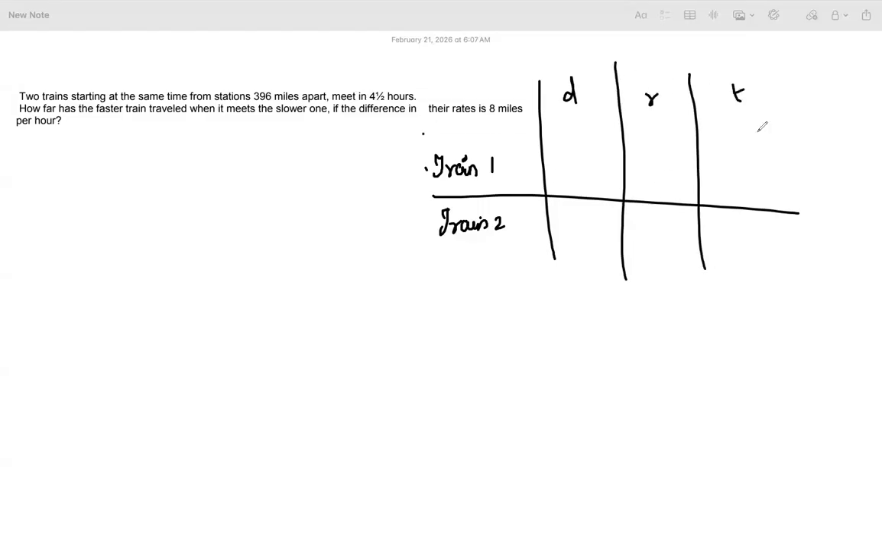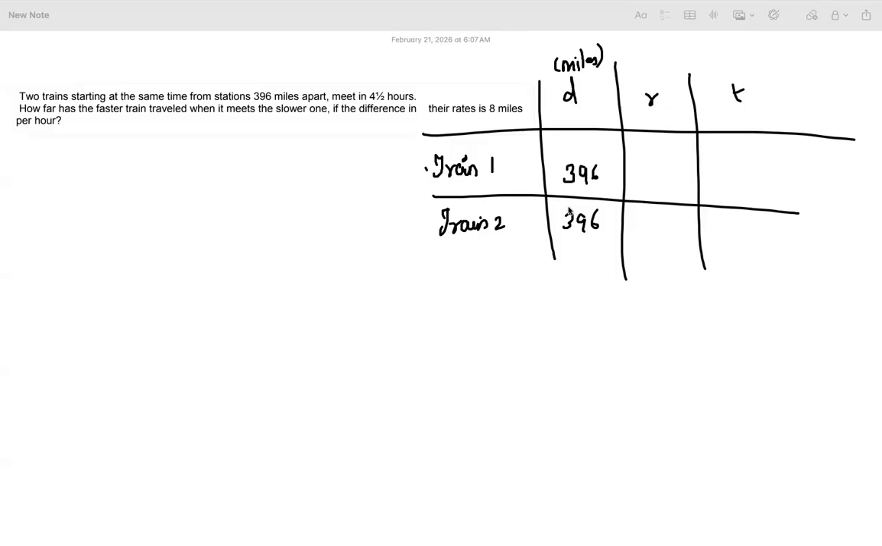Now, two trains starting at the same time from stations that are 396 apart. So this is 396, this is 396. You're going to write it down. If you are stuck only, I'm going to do. They meet in 4.5 hours.